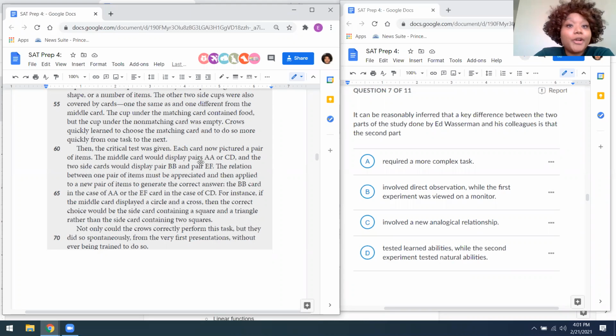Each card, sorry, cards now pictured a pair of 2 items. So that is direct observation. Direct observation meaning it's not on a monitor, it's not on a screen, but it's not a key difference. So this one is a little tricky because that is technically true. This one, B. But the answer is A, required a more complex task.